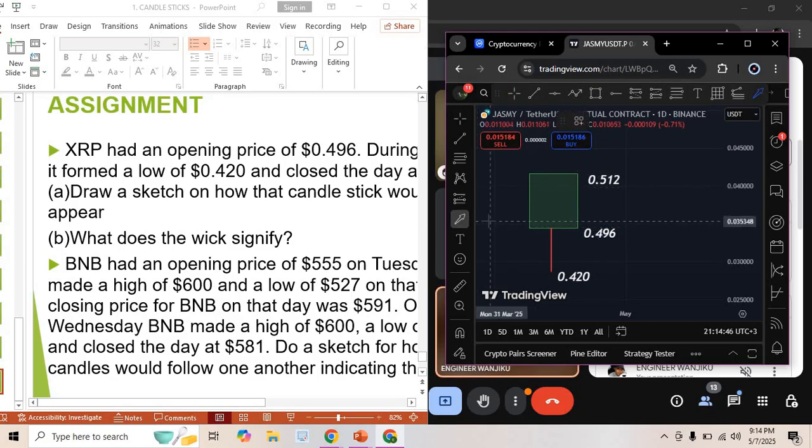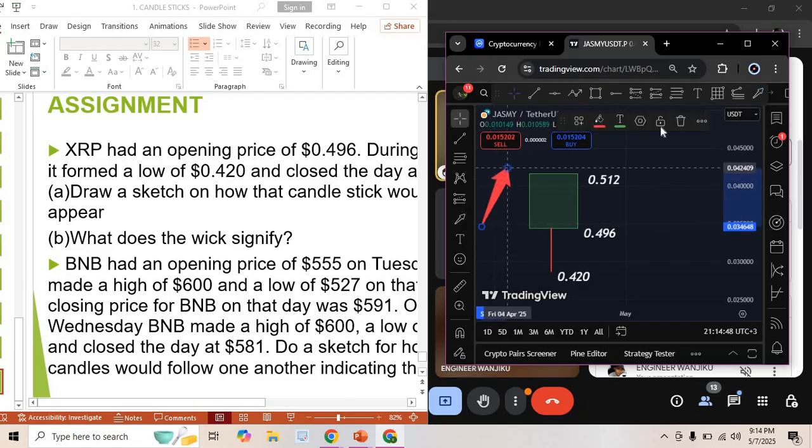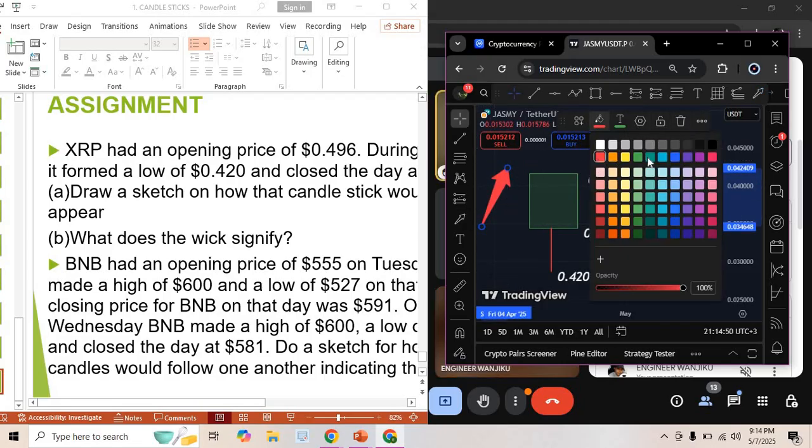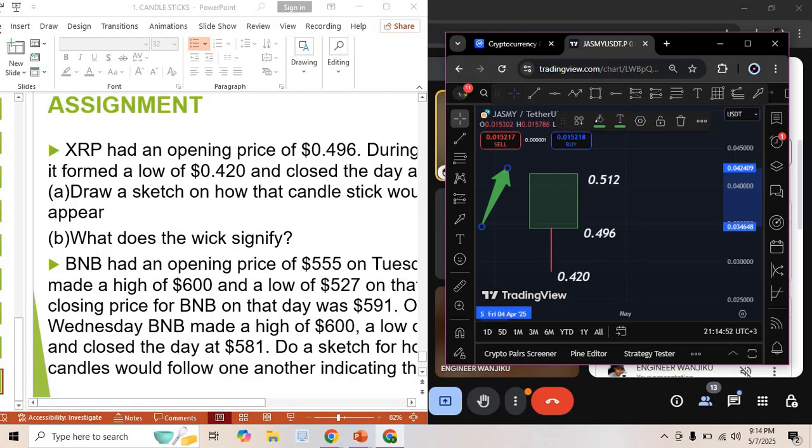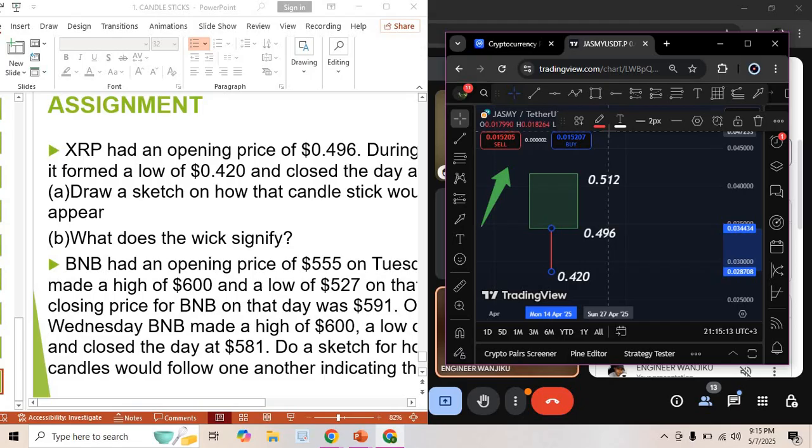See, the price opened at 0.496. The sellers pushed the price to 0.420, but the buyers overcame them and pushed the price up, making it close at 0.512. Yes, so this is basically a bullish candlestick. Let's appreciate Joseph.